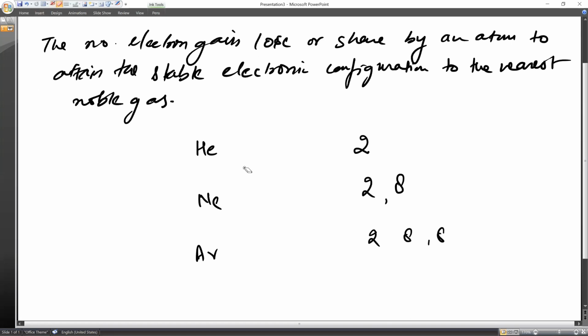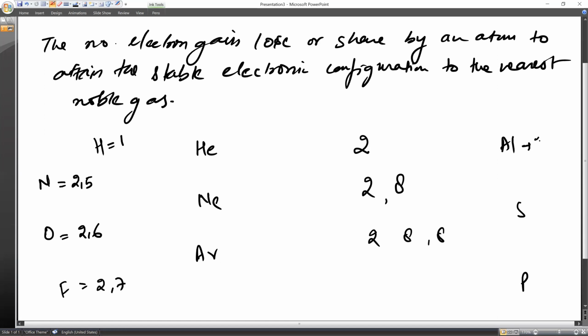So for example, if I'm having elements like nitrogen, oxygen, fluorine, aluminium, sulfur, phosphorus, and hydrogen. The electronic configuration of hydrogen is just 1. That of nitrogen is 2, 5. That of oxygen is 2, 6. That of fluorine is 2, 7. That of aluminium is 2, 8, 3. And that of sulfur is 2, 8, 6. And that of phosphorus is 2, 8, 5.